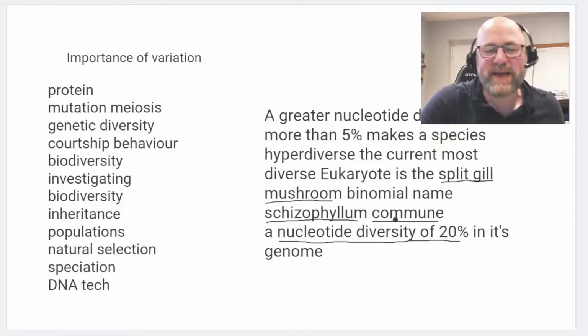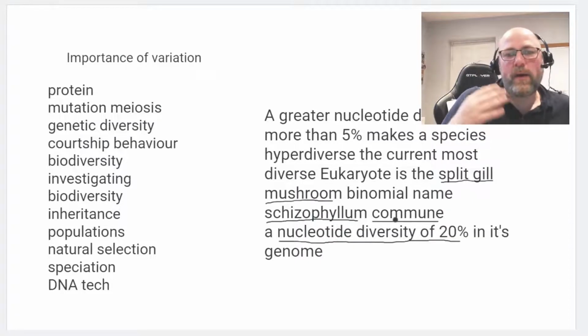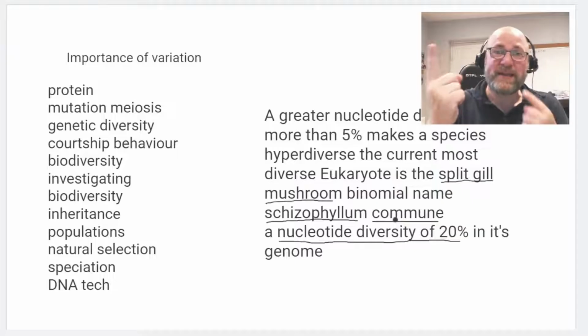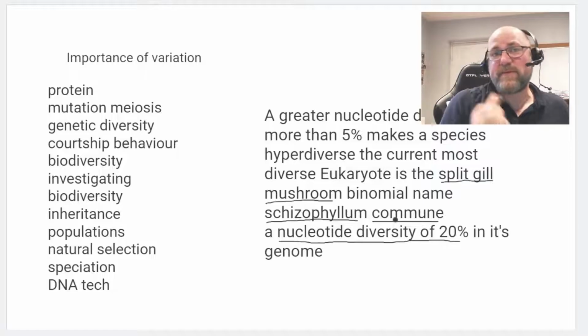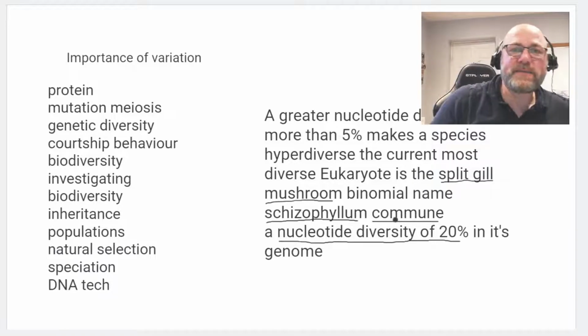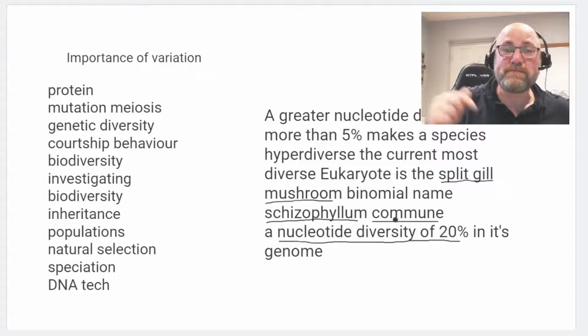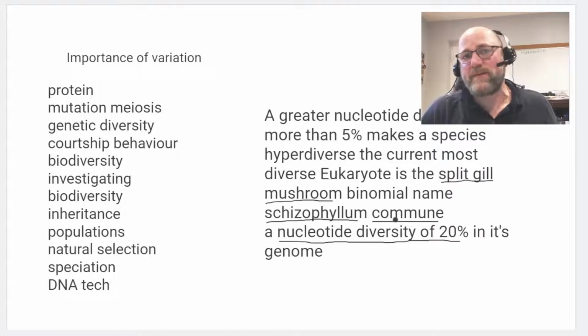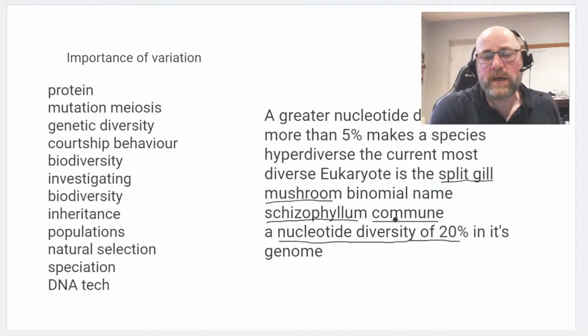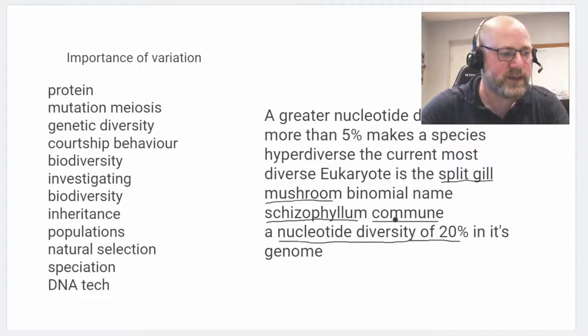You could just call it the split gill mushroom and screw the binomial name. But the binomial name is A-level biology, isn't it? And what does that mean, 20%? It means if you take any two mushrooms, 20% of their nucleotides are different from each other, which is a huge amount of variation when you think that we say stuff like, oh, we're 98% similar to a chimpanzee. Well, this mushroom isn't even 80% similar to another member of its species, so it has the most diversity. Therefore, it's been found absolutely everywhere in the world except for like the Antarctic. So it can survive any habitat because of its great variety in its genetics.